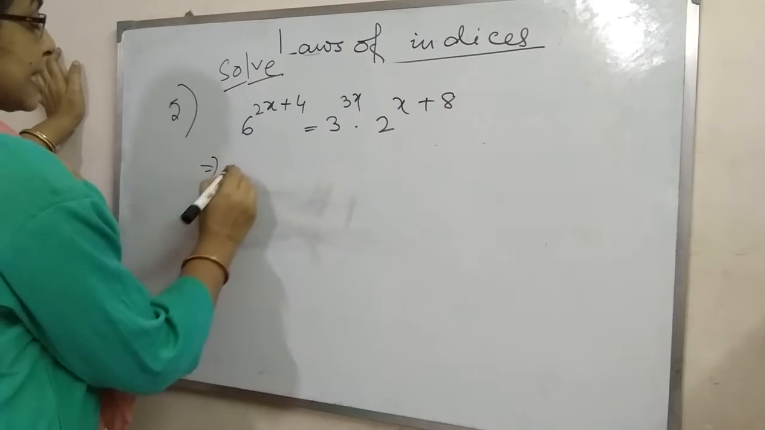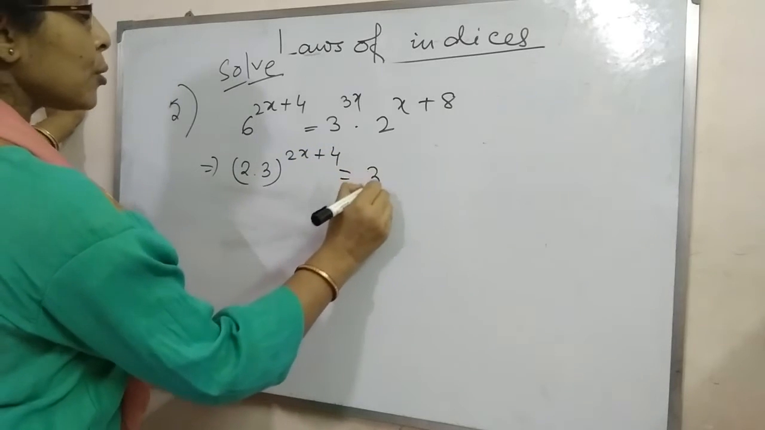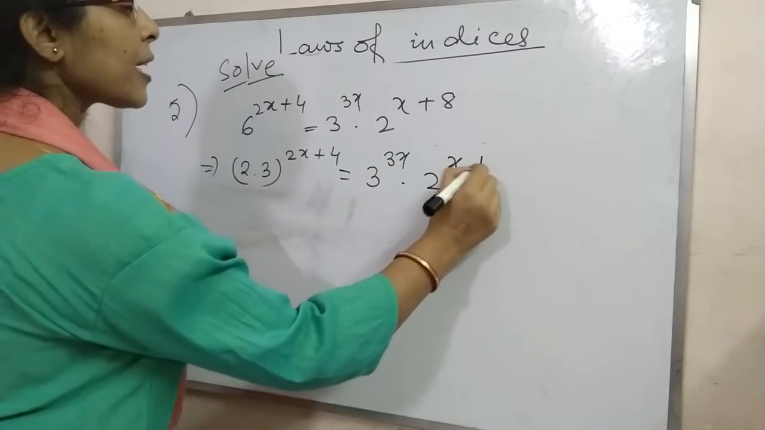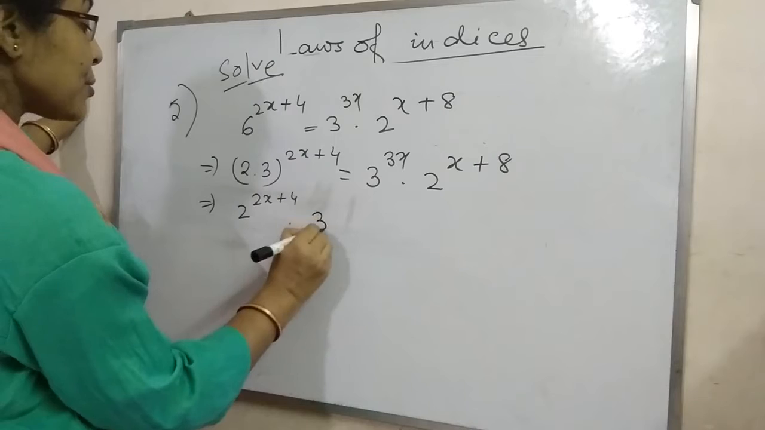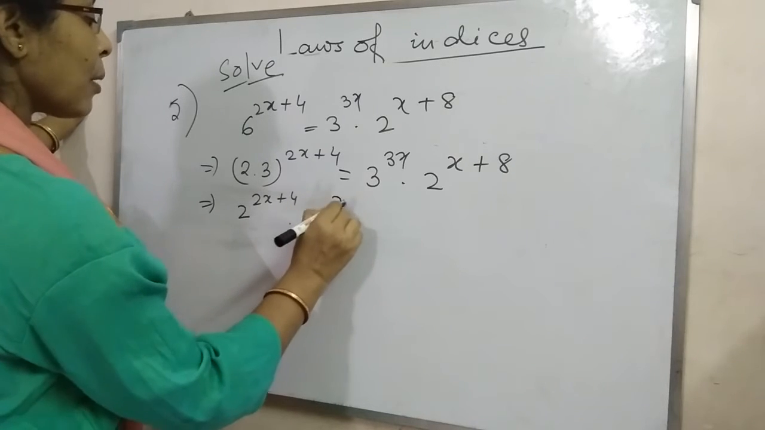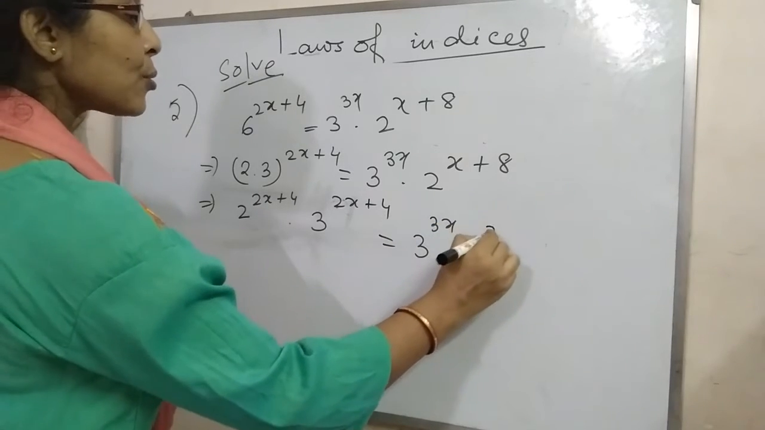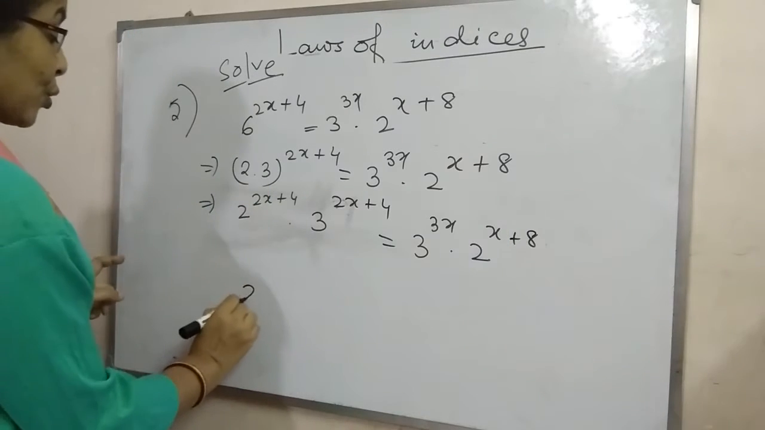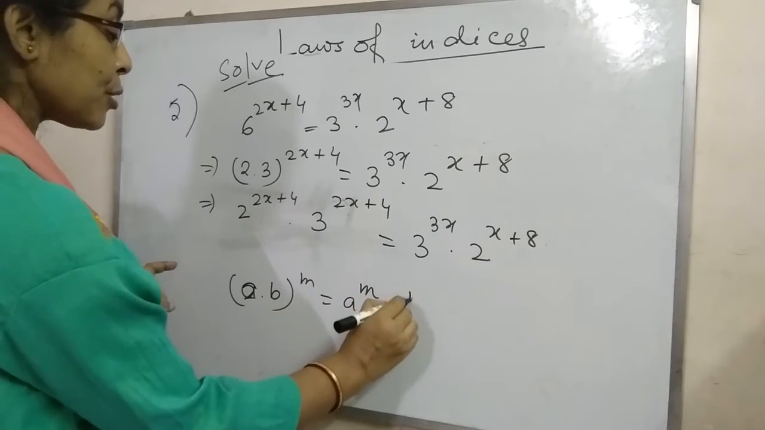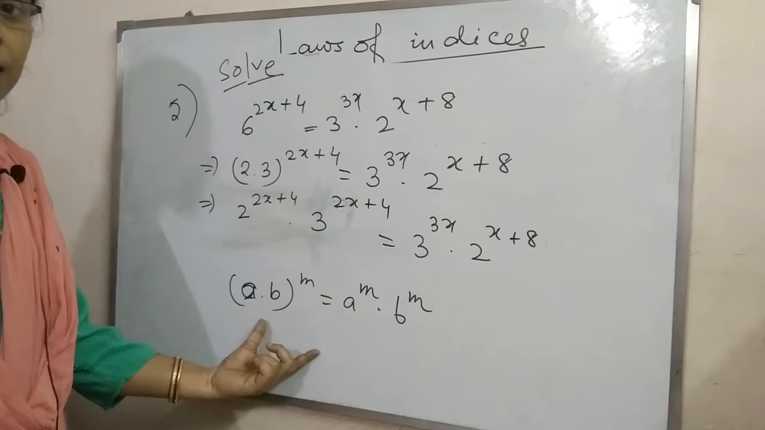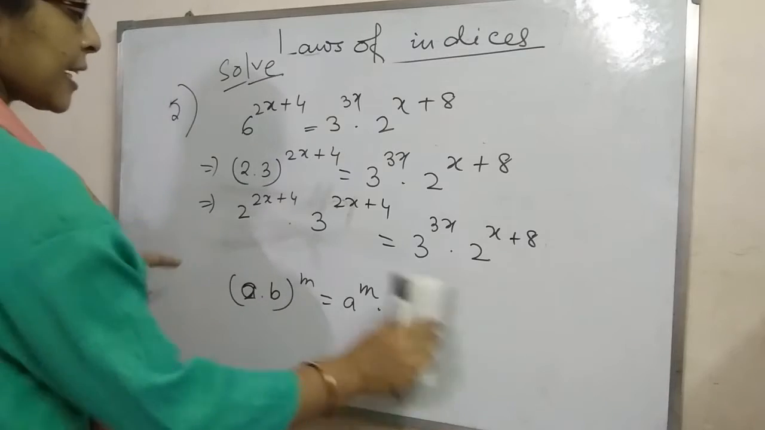I can write 6 in this way, (2 into 3) whole to the power 2x plus 4 equal to 3 to the power 2x into 2 to the power x plus 8, that is 2 to the power 2x plus 4 into 3 to the power 2x plus 4. This is equal to 3 to the power 3x and 2 to the power x plus 8. (a·b) whole to the power n equal to a to the power n into b to the power n. Here I use this formula. By using this formula I can write it.